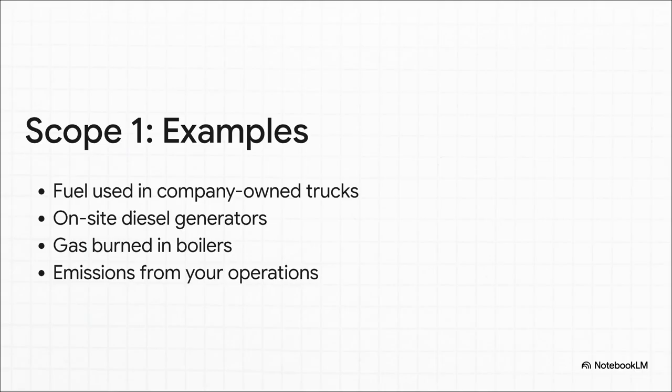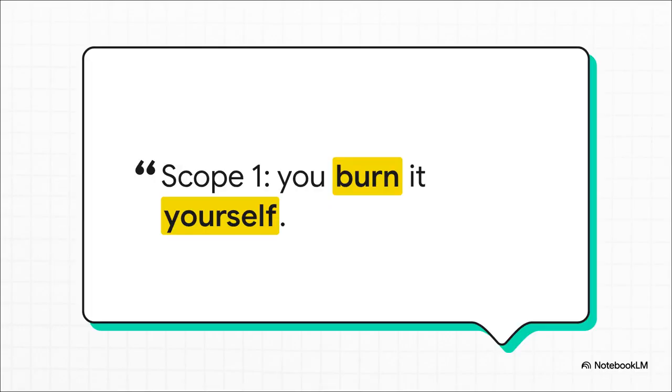So, what does this actually look like in the real world? Well, we're talking about the fuel you burn in your own fleet of delivery trucks. Or say you have a diesel generator on site for backup power. That's Scope 1. The natural gas you burn in your boilers to heat the building? Yep, that's Scope 1 too. And if you remember just one thing about Scope 1, make it this. The simple logic is you burn it yourself. If your company's the one, so to speak, lighting the match, it's Scope 1. It's direct, it's immediate, and it's all yours.